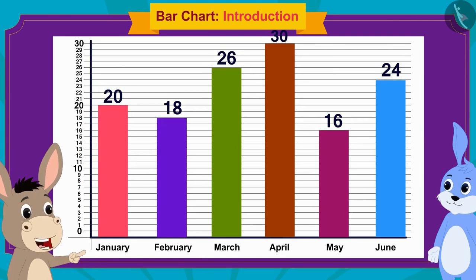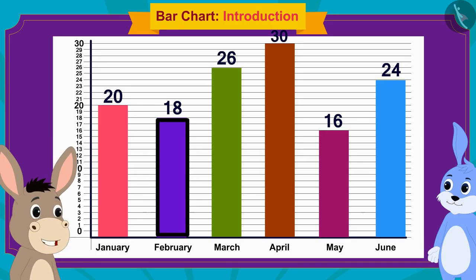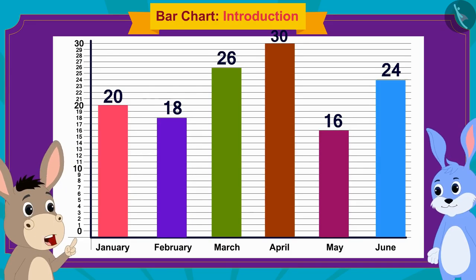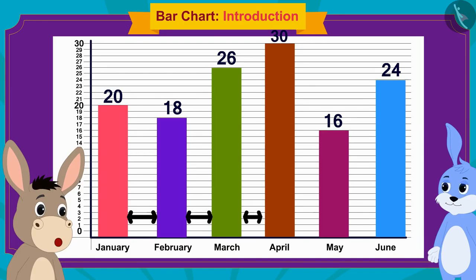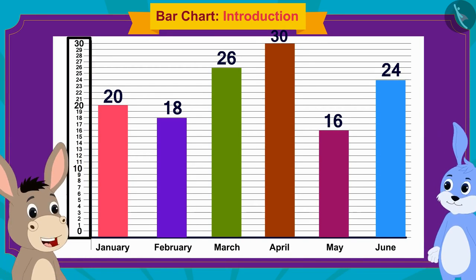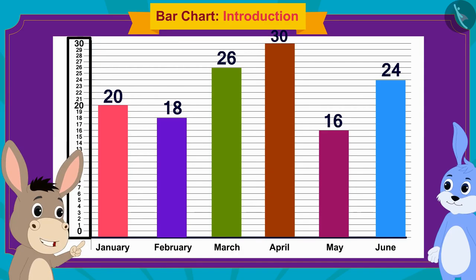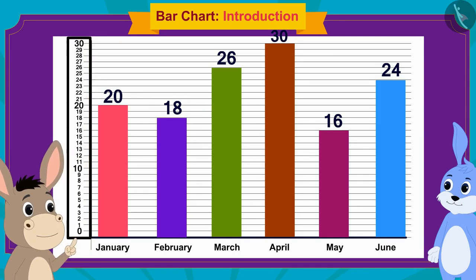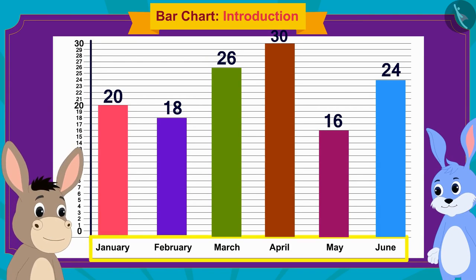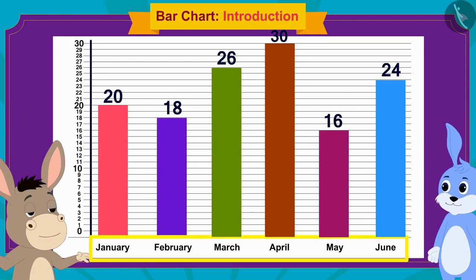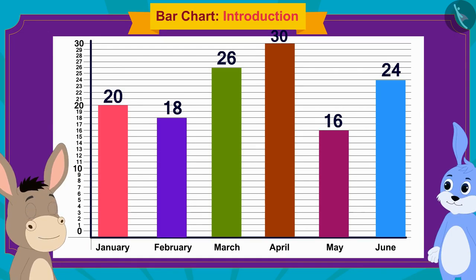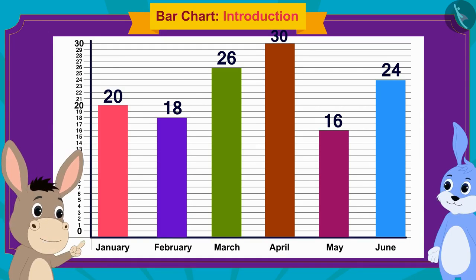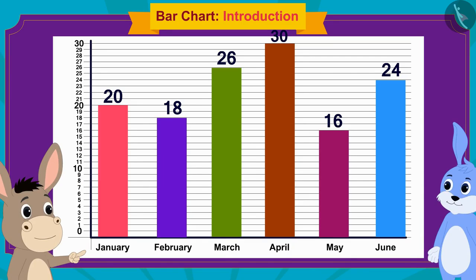And as you can see, the bars in the bar chart are rectangles of exactly the same width, and the space between them is also equal. On the vertical line, I have written equally spaced numbers from 1 to 30 to show the amount you have saved. And on the horizontal line, I have written the names of the months. Now, can you tell me in which month you have saved the least amount of money?